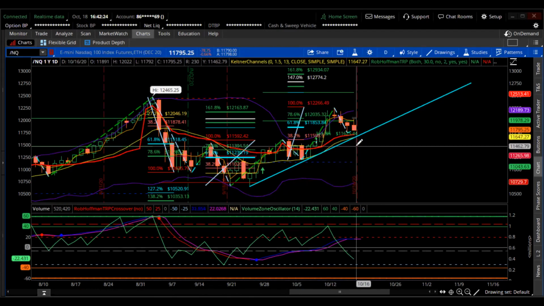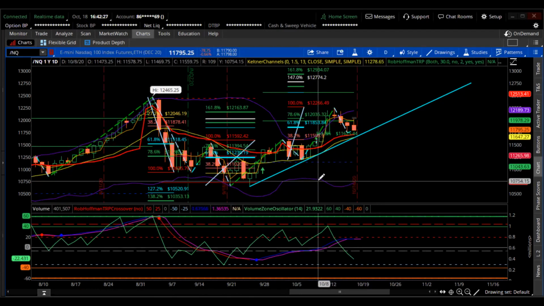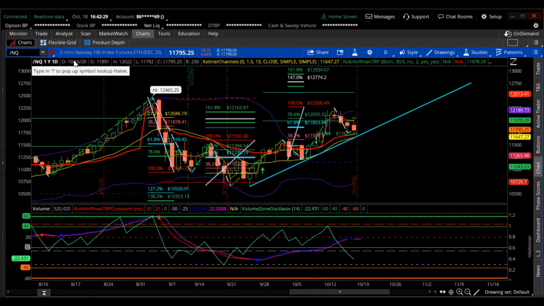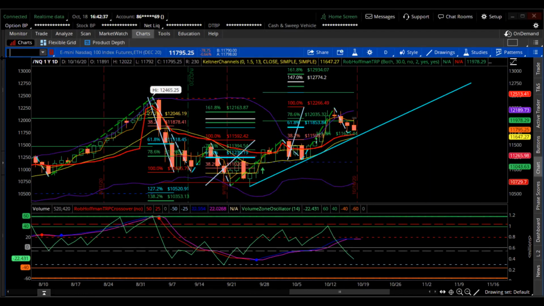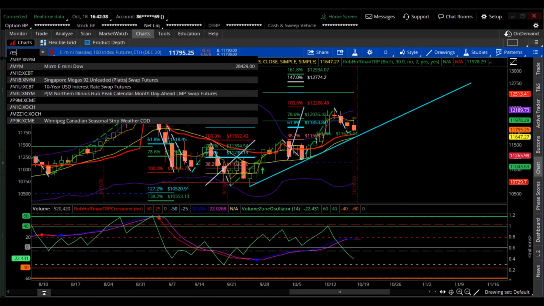So let's talk about how to trade an actual setup on a given day. Now I have this NQ, and I'll put ES on here.